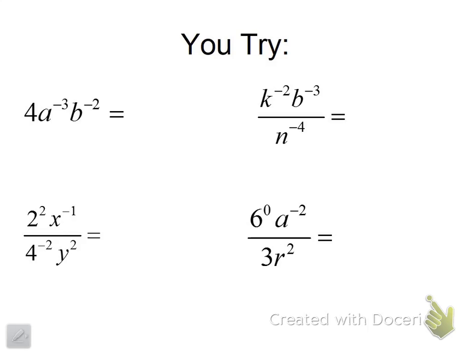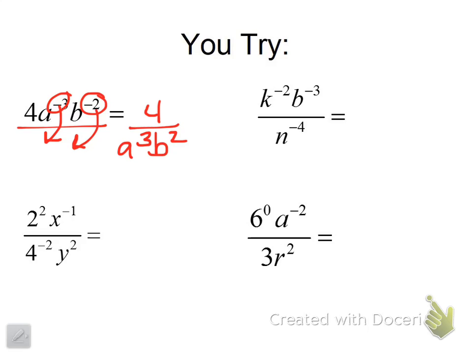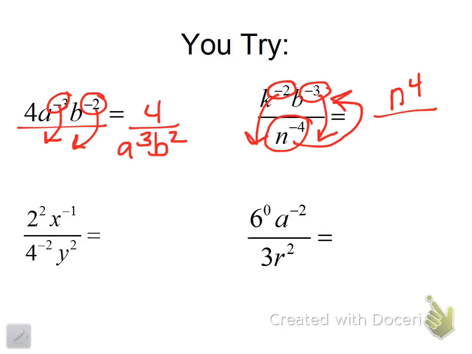Okay, so we have, these are negative, so we're going to drop them down. So we're going to get 4 over a cubed b squared. Okay, this one needs to go down, and so does this one. So this needs to go down, this needs to go down, and this needs to go up. So let's follow my arrow. So I got n to the 4th going to the top, k squared going to the bottom, and b cubed going to the bottom.